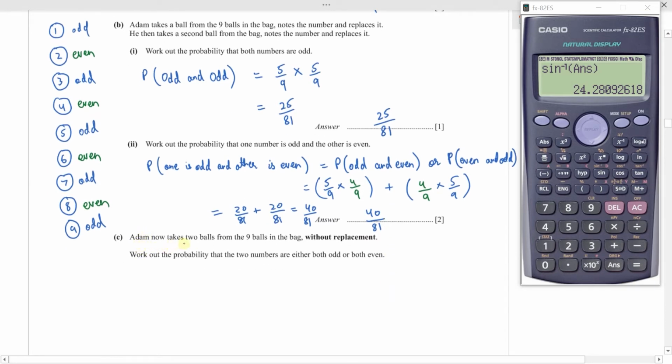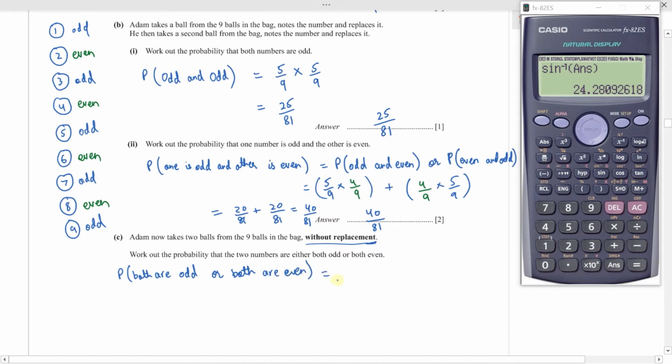Part C is, Adam now takes two balls from the 9 balls in the bag without replacement. So that means this time he will not put the ball back into the bag. Work out the probability that the two numbers are either both odd or both even. So you have to find the probability that both numbers are odd or both are even.